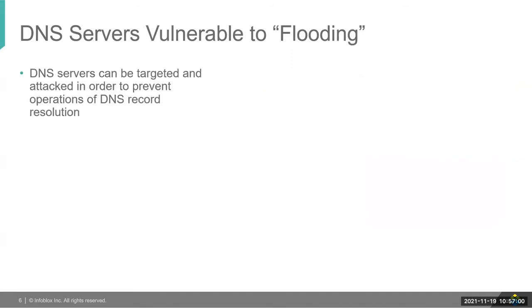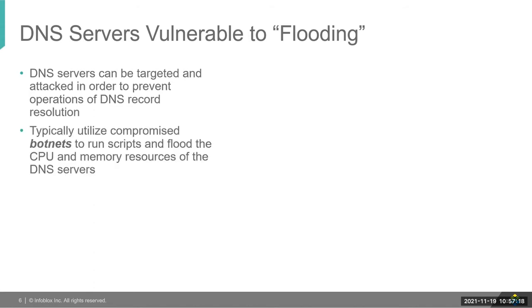One is something called flooding. So what is this term called flooding? Flooding is basically where specific DNS servers are targeted and attacked so that they are prevented from performing resolutions. Typically when we flood these DNS servers, the bad guys will use things like botnets, which are little scripts that are being run continuously and simultaneously so that they can flood and overwhelm the resources of the DNS servers, or rather the computing power of the servers that are providing these DNS services.